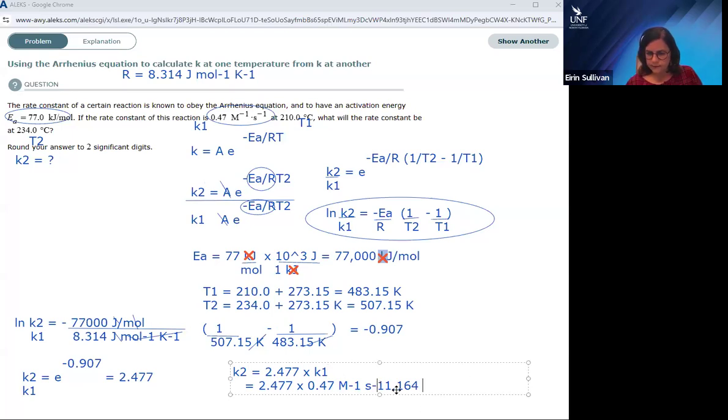Let's make that bigger. And that will be my answer. So, sig figs is two significant digits, so I guess I would round that to 1.2 per molarity per second. So that is how you deal with calculating K at one temperature from K of another.